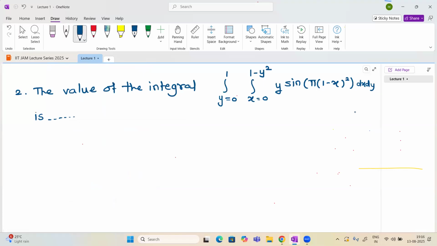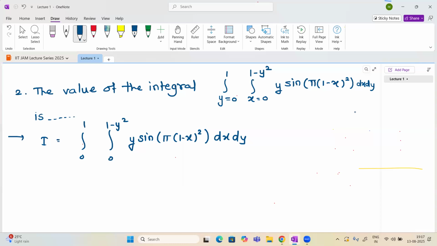Okay, so one more problem we have. This time we have a double integration. Let me copy it as it is. So 0 to 1 and 0 to 1 minus y square, y sine pi (1 minus x) whole square, dx dy. This type of problem you can definitely see in any JAM exam question paper.